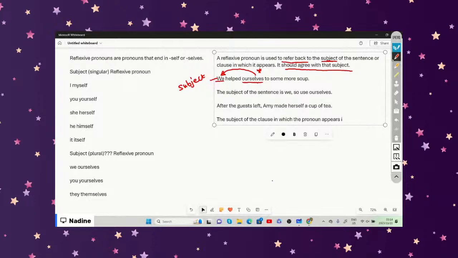And after the guests left, Amy made herself a cup of tea. So which means that after the guests left, Amy made herself a cup of tea.